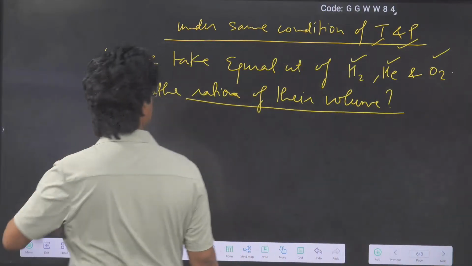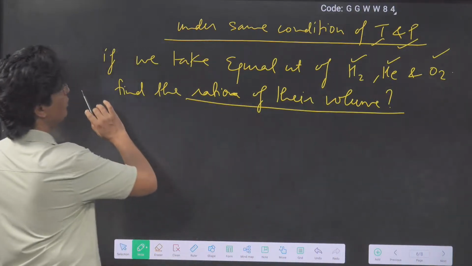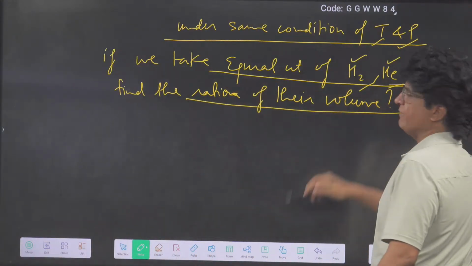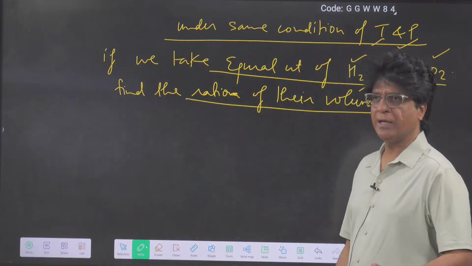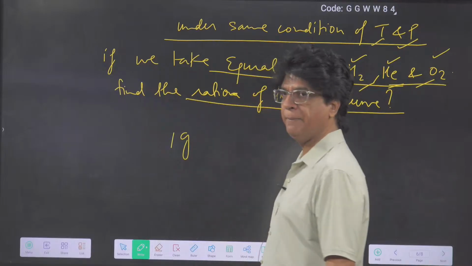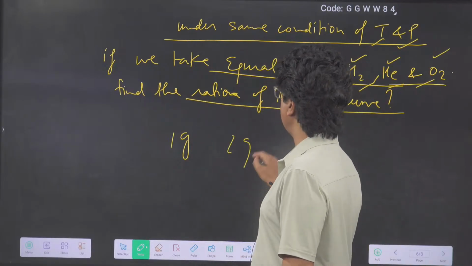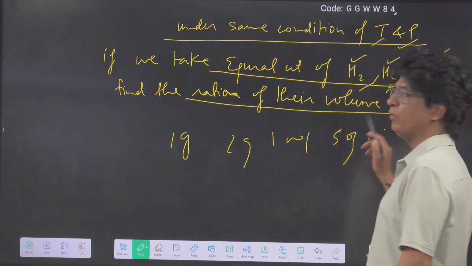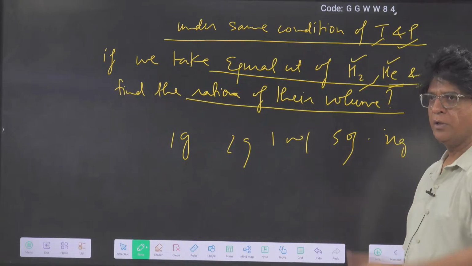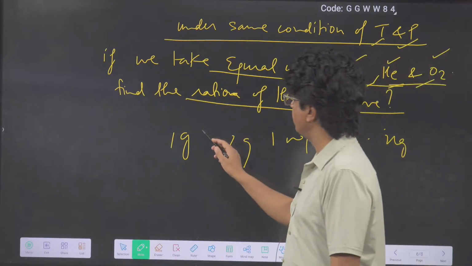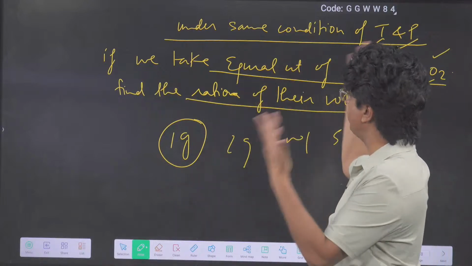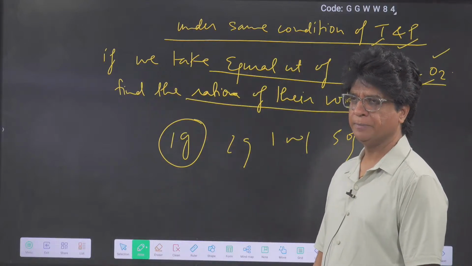Now, when they give you the freedom that equal weight of hydrogen, helium and O2 is given, a bigger question is what weight do you want to take? You can take equal weight as 1 gram each, or 2 gram each, or 100 gram each, or 50 gram each, or X gram, or whatever. So what have you guys taken? Just give me the answer. What is the value of equal weight you have taken? X gram or 1 gram? You can take anything. You have full freedom now.